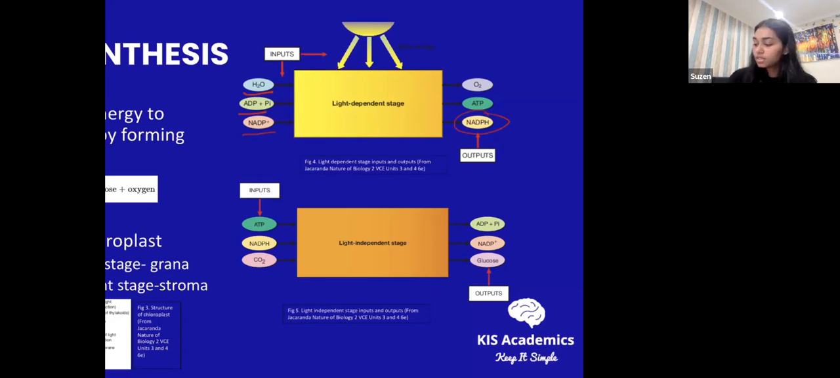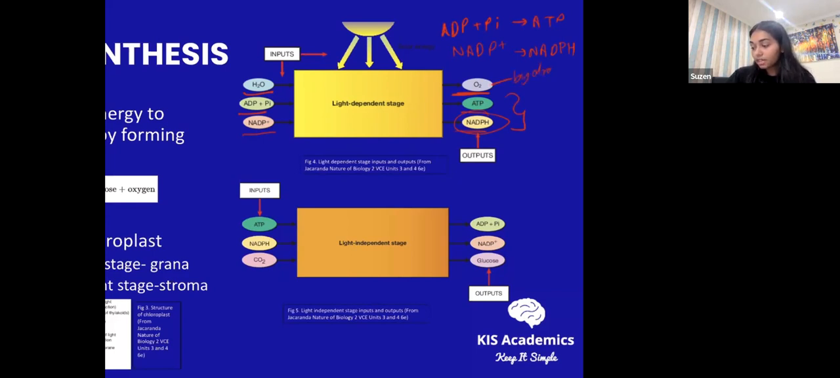Once the ADP and Pi become your ATP, it becomes loaded, similar to NADP+, once it gets the hydrogen on it, it becomes NADPH, and it becomes loaded as well. So we also produce O2, ATP, and NADPH. These two are reactants as inputs in our light-independent phase, whereas oxygen is a byproduct.